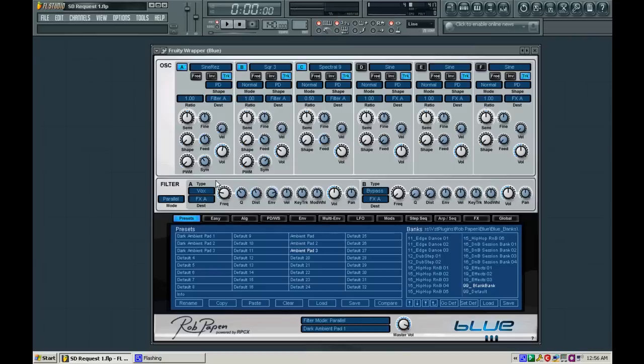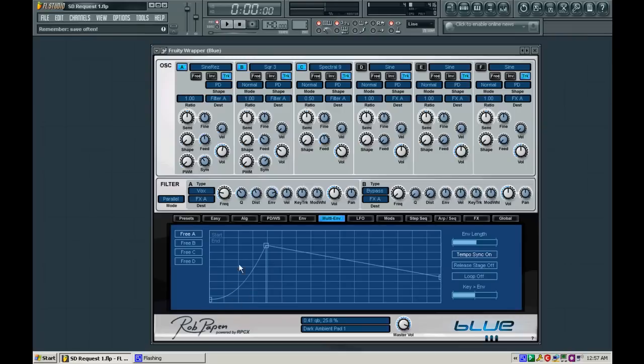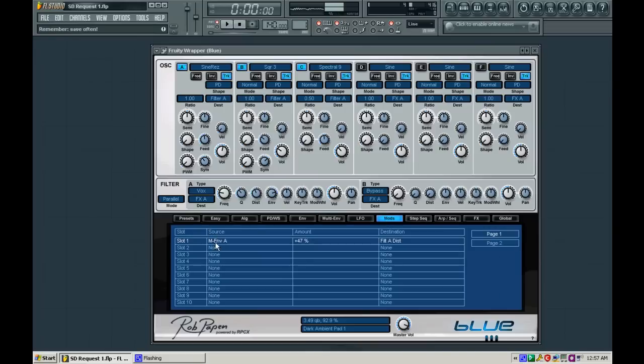Now in Rob Papen Blue, the frequency cutoff doesn't really give it the talking sound. It's actually the distortion knob that does that. So to automate the distortion knob, I created a multi-point envelope here, and you can see it fades up and then slowly fades to a sustaining point here. And then if we go to the mod matrix, you see that I have mod envelope A controlling filter A distortion by about 47%. And I have the distortion amount turned up to 41% to begin with, so it's got a good bit of the vox coming through.